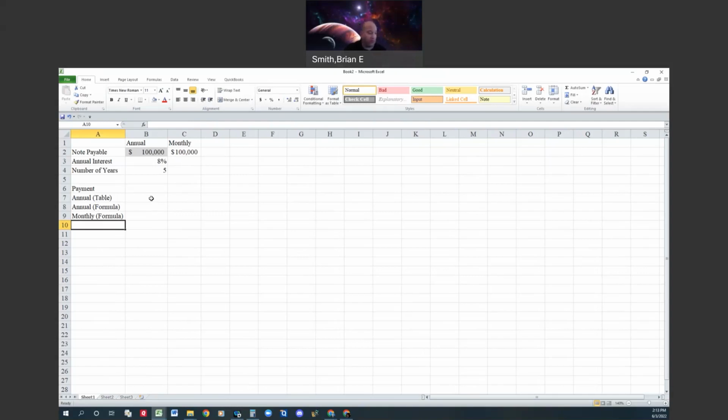Now, I will have to look up the formula. So I have the table. It's table B3 in the present value of an annuity of 1.